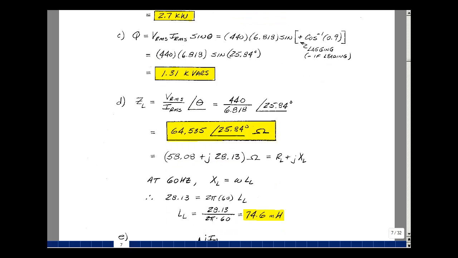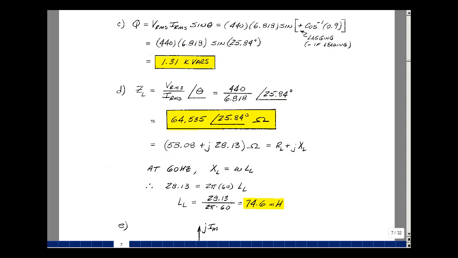We can actually solve for the reactive part, given the results we just found. So at 60 hertz, the value here is omega times some L equivalent of the load. 28.13 would equal 2 pi times 60 times the inductance. So 28.13 divided by 2 pi 60 would be an equivalent of 74.6 millihenries. Of course, the real part here is the resistance equivalent circuit, or equivalent value called R sub L, at 58.08.